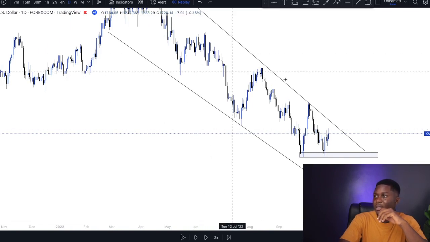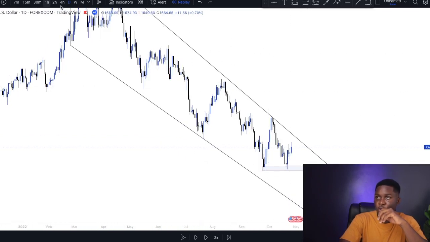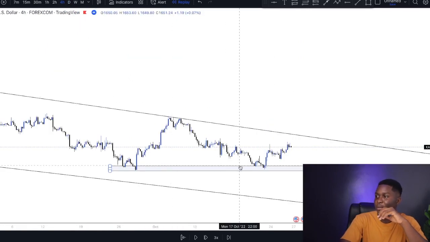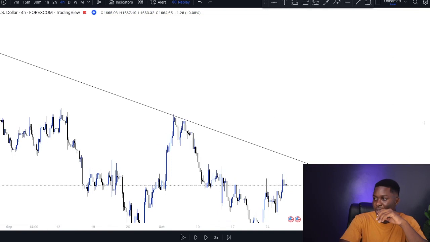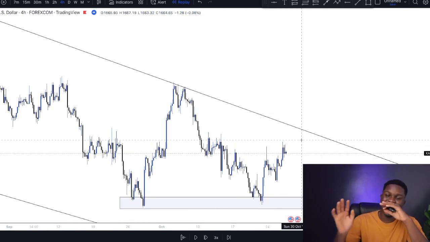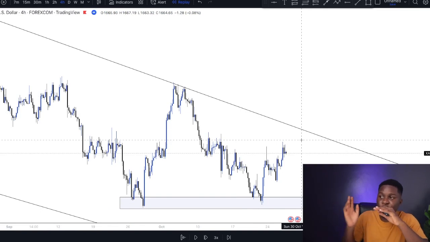Now after drawing your structural levels, what we want to do is to come to the 4-hour time frame. When we come to the 4-hour time frame, we're going to look at the most recent trend, and we are going to see that price is definitely pushing to the upside, but we are not going to do anything until price comes into our trend line zone.